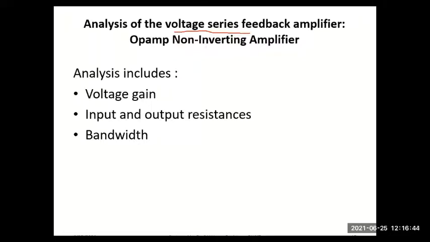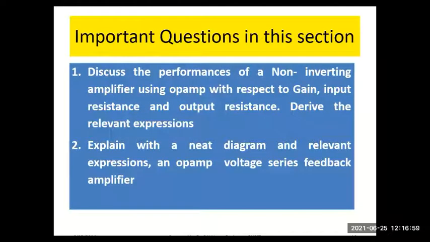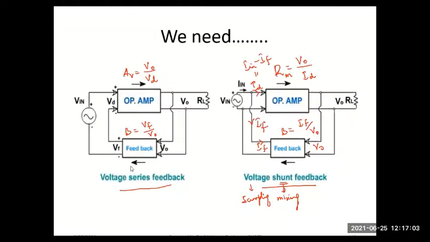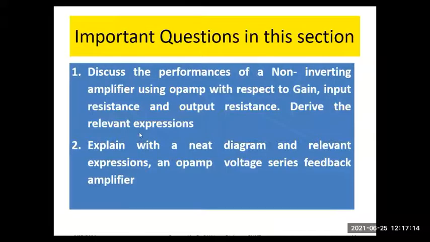Good afternoon. In the last class, we were discussing the basics of op-amps and how to analyze operational amplifiers. We started off by analyzing four different types of feedback configurations, of which we said we are going to make use of voltage series and voltage shunt feedback. So the first, the voltage series feedback amplifier, we are going to study now.